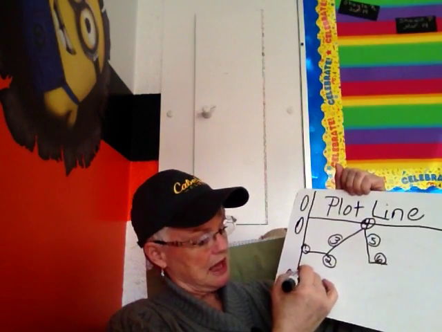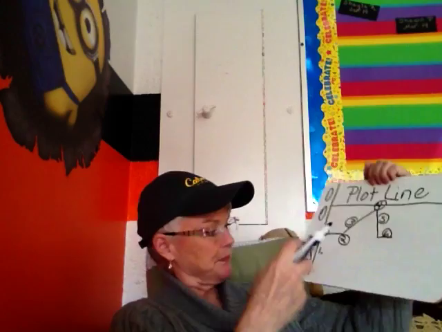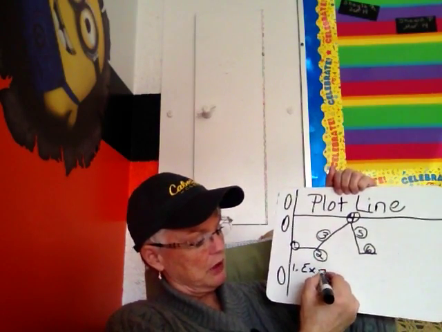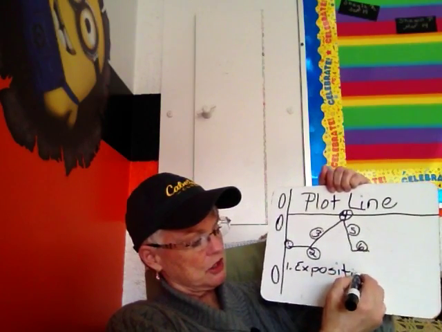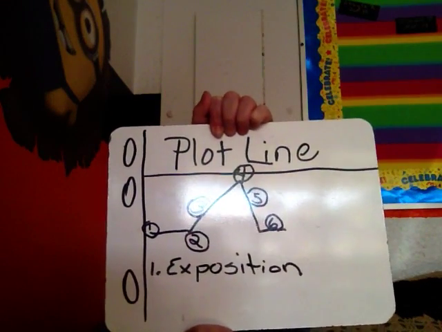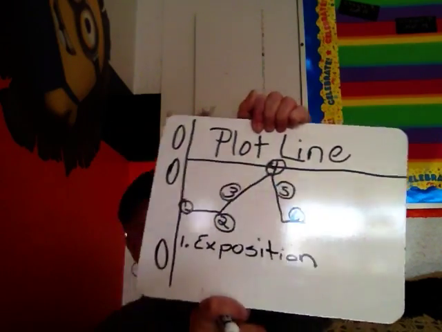Go down a couple of lines and put the number 1. And we are going to write the word exposition. Exposition. 4 syllables. E-X-P-O-S-I-T-I-O-N. Exposition.